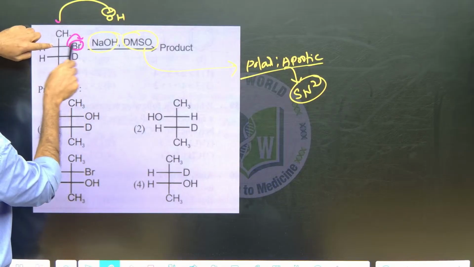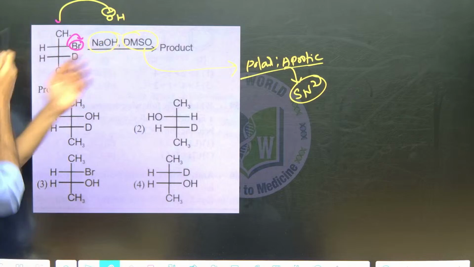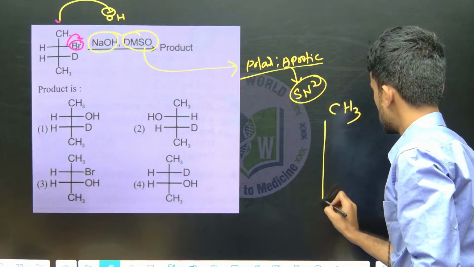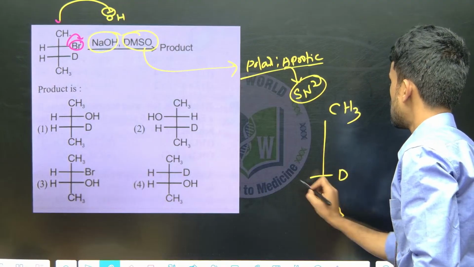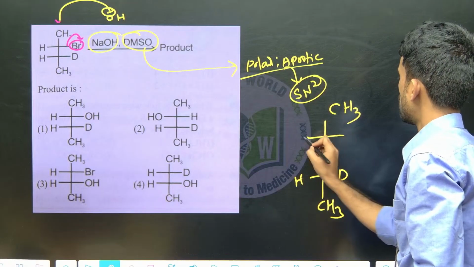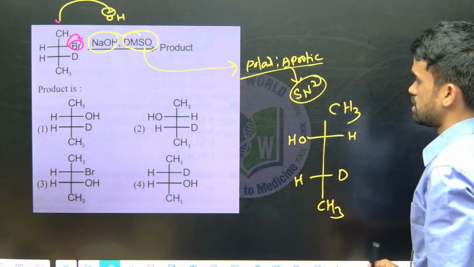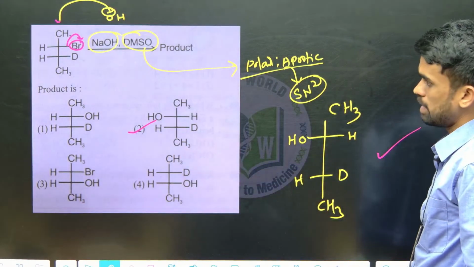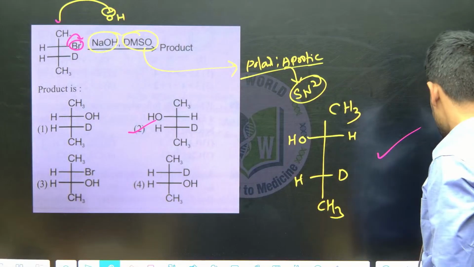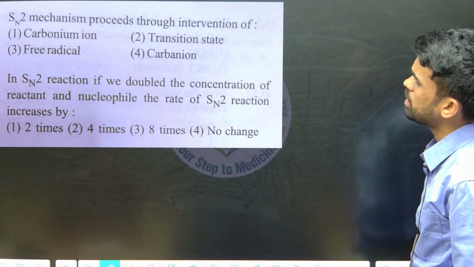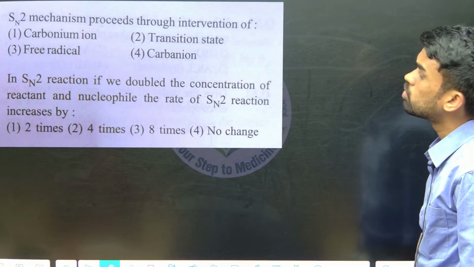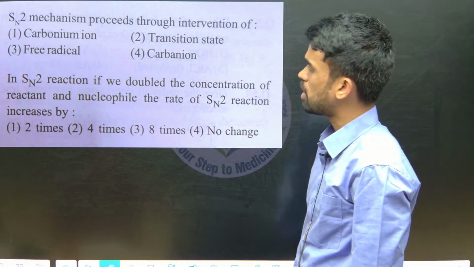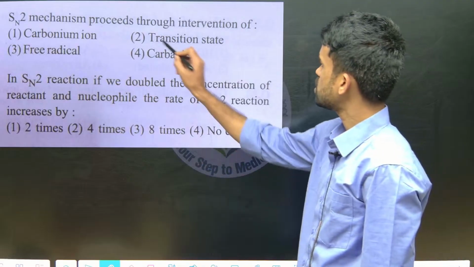So it means on this side we have bromine now, and on the opposite side it will become OH. So you can write that as CH3 at the bottom, this D and H remain the same, here OH, H, that's it. So where do we have such an option? 2. So that will be your answer. Okay, right. Is this clear what we are discussing? Now tell me, the SN2 reaction mechanism proceeds through intervention of what? Is there any transition state or carbocation formation? Transition state, that's it.